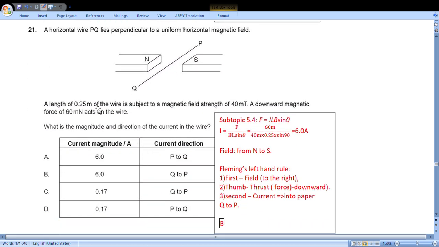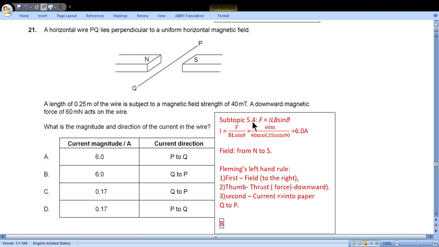Question 21. A horizontal wire PQ lies perpendicular to a uniform horizontal magnetic field. A wire of length 0.25 meter is subject to a magnetic field strength of 40 milli-Tesla. A downward magnetic force of 60 milli-Newton acts on the wire. What is the magnitude and direction of the current in the wire?